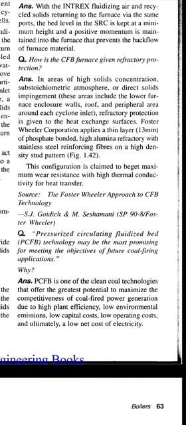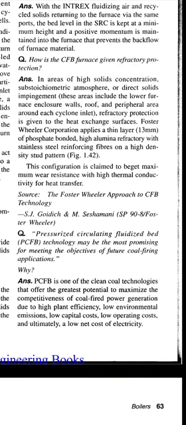Refractory protection is given to the heat exchange surfaces. Foster Wheeler Corporation applies a thin layer, 13 mm, of phosphate bond high alumina refractory with stainless steel reinforcing fibers on a high density stud pattern. This configuration is claimed to be the maximum wear resistant with high thermal conductivity for heat transfer.